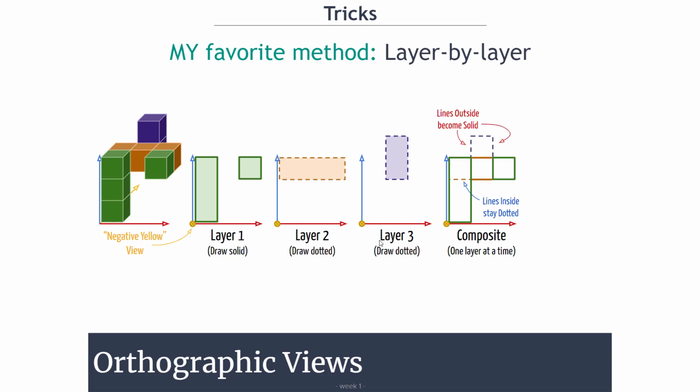I'm going to add on the purple one, right? Everything that the purple has to add. Technically, the purple has some features like this that kind of come down in here, but those are overwritten by existing solid lines, right? Since this purple block up here is completely outside of everything, it is visible, and so therefore it should become solid, and we are left with our part, our orthographic negative yellow view of our part, okay?